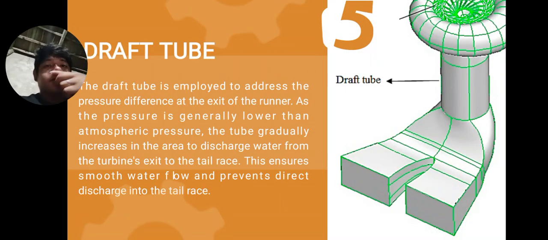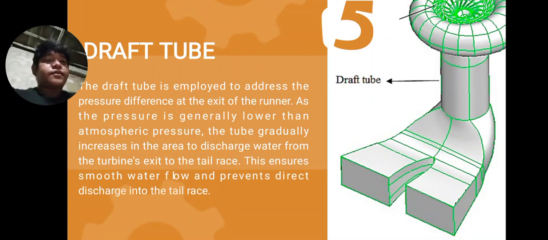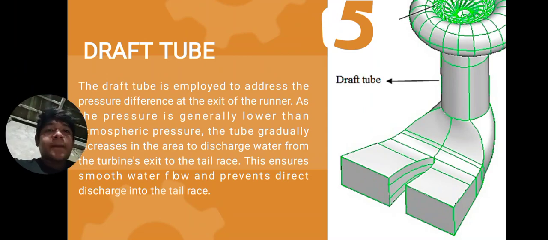The draft tube. The draft tube is employed to address the pressure difference at the exit of the runner. As the pressure is generally lower than atmospheric pressure, the tube gradually increases in area to discharge water from the turbine's exit to the tail race. This ensures smooth water flow and prevents direct discharge into the tail race.